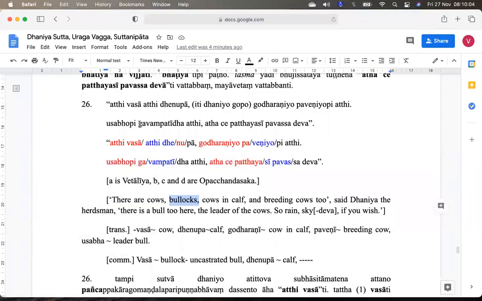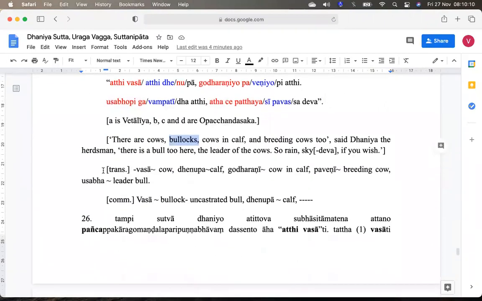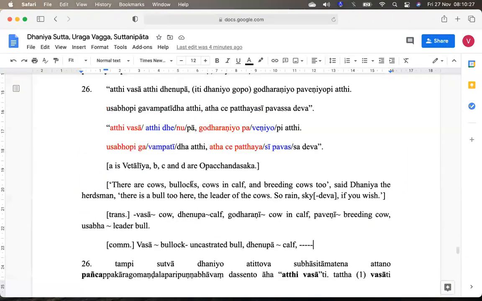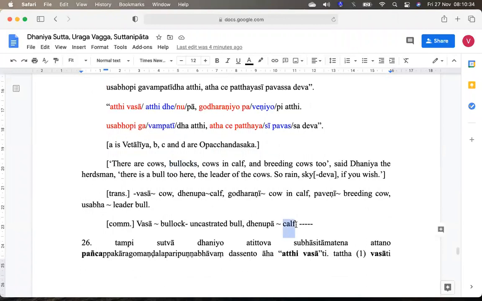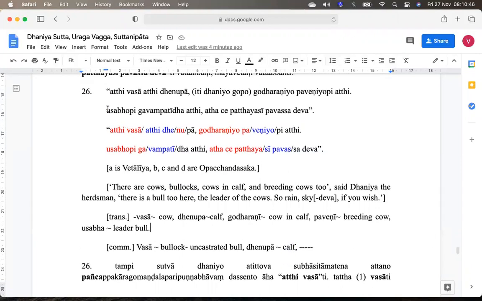So actually denuba is a calf. Here in the translation, wasa is cow, but in the commentary, wasa is bullock. But this denuba is, in the commentary, calf. So in this case, the commentary and the dictionary agree. Okay, so ati wasa, there are cows. Ati denuba, there are bullocks or there are calves.